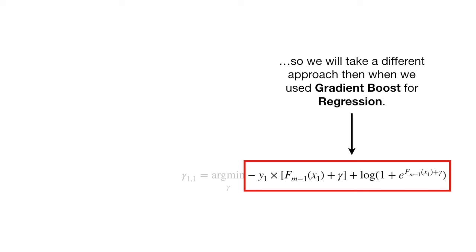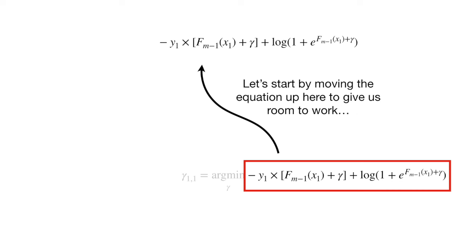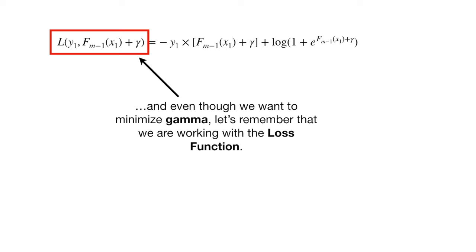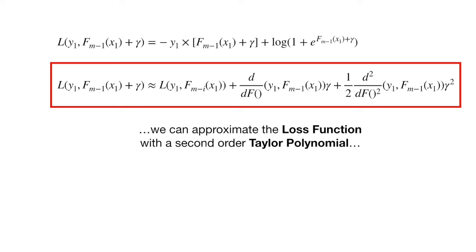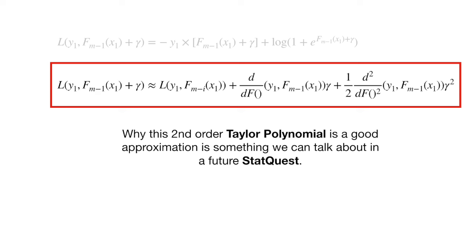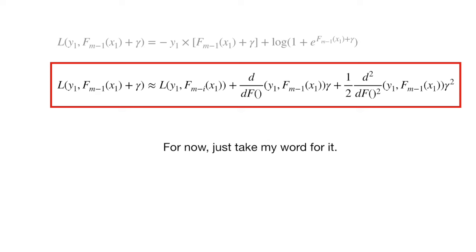So we will take a different approach than when we used gradient boost for regression. Let's start by moving the equation up here to give us room to work. And even though we want to minimize gamma, let's remember that we are working with the loss function. Since taking the derivative of the loss function with respect to gamma and then solving for gamma is hard, we can approximate the loss function with a second-order Taylor polynomial. Why this second-order Taylor polynomial is a good approximation is something we can talk about in a future StatQuest. For now, just take my word for it.